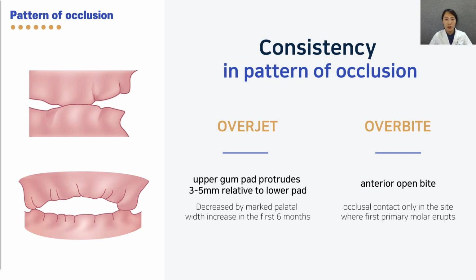If you look at the overjet, upper anterior gum pad usually protrudes 3 to 5 millimeters compared to lower anterior gum pad. In the first 6 months after birth, palatal width increases significantly and the overjet decreases rapidly. In terms of overbite, we can see interocclusal clearance in anterior region and upper and lower gum pad only contact in the site where first primary molar erupts.